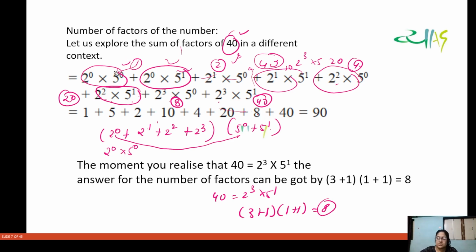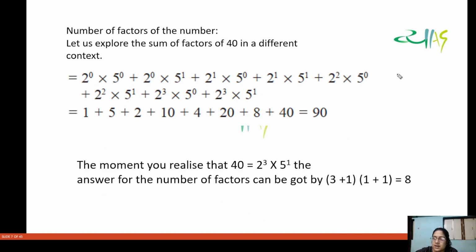The number of terms here is what? 8. 1, 2, 3, 4, 5, 6, 7, 8. The number of terms is 8. So obviously this is true for you. Okay. So the number of factors of 40 is what? 8.